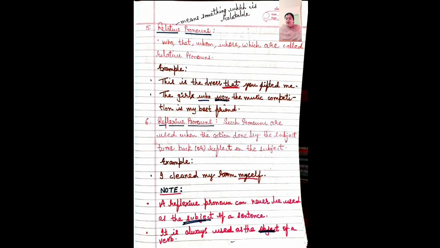Definition. Such pronouns are used when the action done by the subject turns back or reflects on the subject. Again listen, such pronouns are the type of pronouns which are used when the action done by the subject... means I am the subject, I did some action. What did I do? I cleaned my room. Suppose I cleaned my room, or I cleaned my table, I cleaned my bag, I helped my mom. The subject turns back or reflects on the subject.